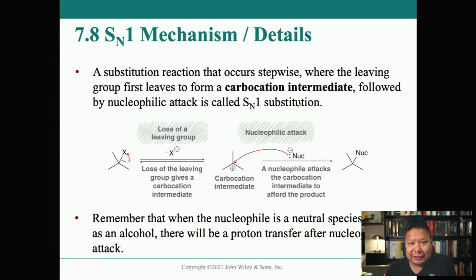So some more details about this mechanism. A substitution reaction that occurs stepwise, where the leaving group first leaves to form the carbocation intermediate, followed by the nucleophilic attack, is called an SN1 substitution, right? We just did this. It's reviewing it again for us. Our leaving group leaves. Here's the alkyl halide, with the halide leaving. And so you're left with the tertiary carbocation here, right?